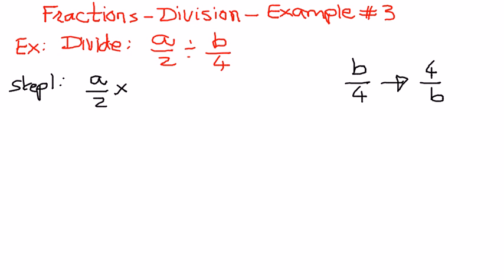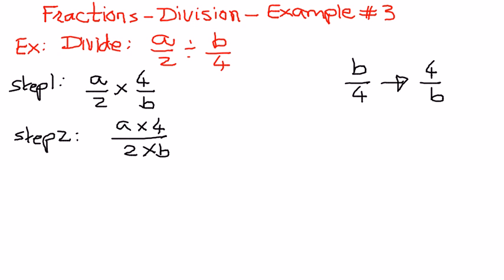So we write the second fraction as 4 over b, like that. And now as second step, we're going to multiply the numerators. A times 4 divided by 2 times b. We have a 4 in the numerator, we have a 2 in the denominator. 4 is a multiple of 2, therefore 2 times 1 is 2, 2 times 2 is 4.